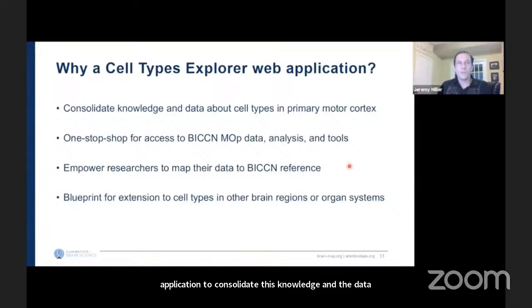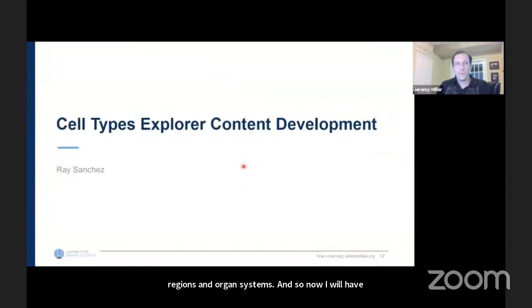We also want the Cell Types Explorer to be a one-stop shop for access to the BICCN primary motor cortex data analysis and tools. We hope that we can empower researchers to map their data to the BICCN references. And we also hope that this product will act as a blueprint for extension to cell types in other brain regions and organ systems. And so now I will hand it over to Ray to talk about the content development for the Cell Type Explorer tool.